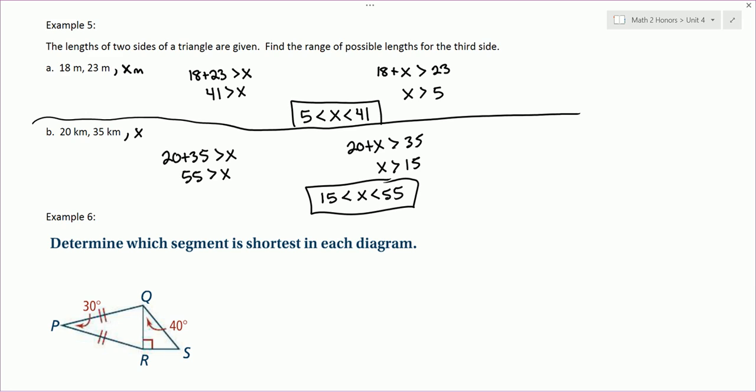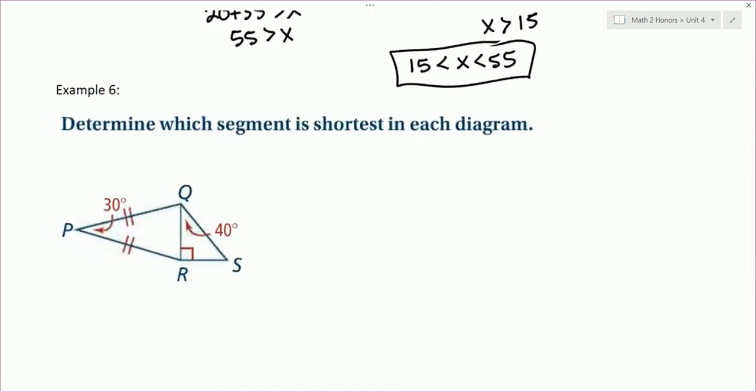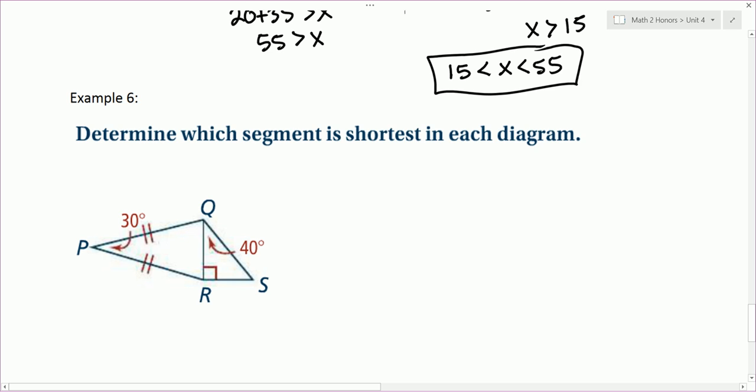Determine which segment is the shortest in each diagram. So here's our diagram. We have two triangles right next to each other. PQR is isosceles, and RQS is a right triangle. First, find our missing angles.